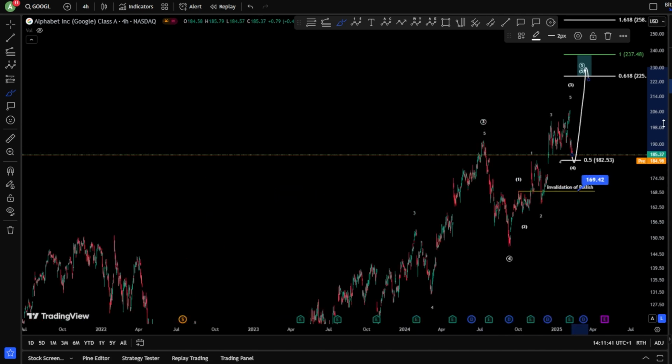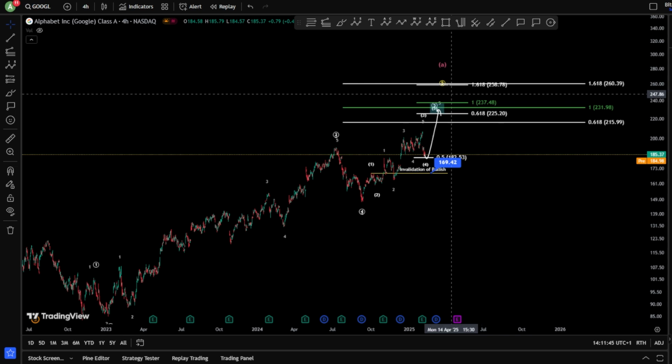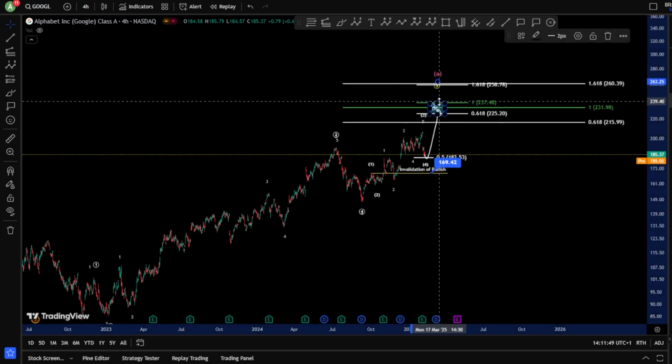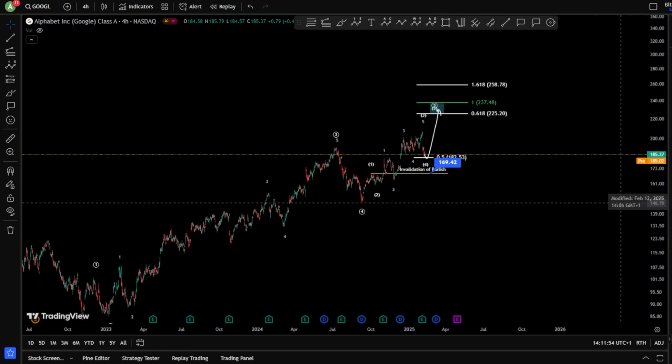Finishing this wave, and with it is going to finish a wave 5 in the yellow count here and a wave A in the bigger count, which is the major count. We're going to see how this is going to unfold later on.